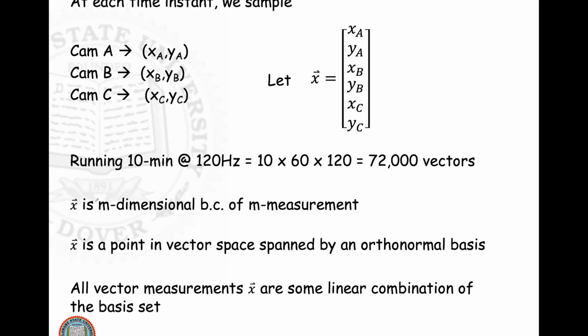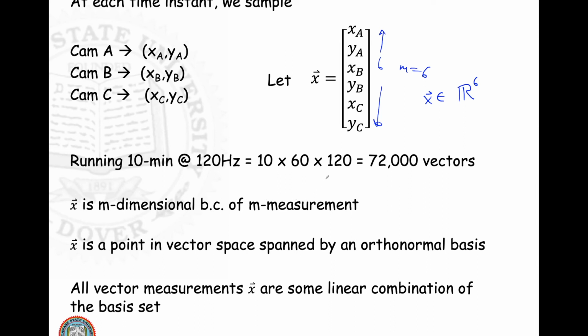And so x has some dimensionality. It's m-dimensional. In this case, our dimensionality is 6. So each x is a 6-vector. And this is because you have a certain number, m many measurements. So in this case, m is equal to 6. So x then, each raw measurement that you get from camera A, B, and C at each time instant of these 72,000 vectors over a 10-minute span, is a point in vector space. And this point is a vector. Each x is in six-dimensional real-valued space, right?